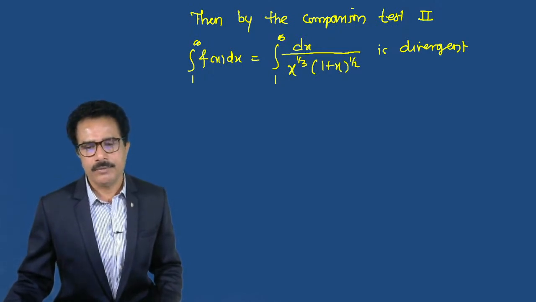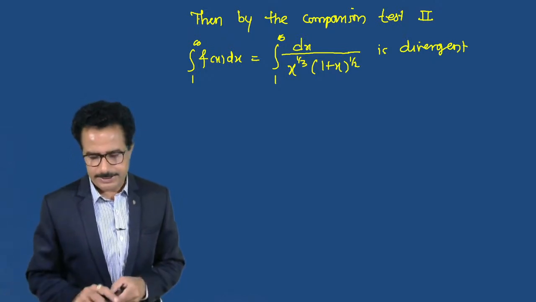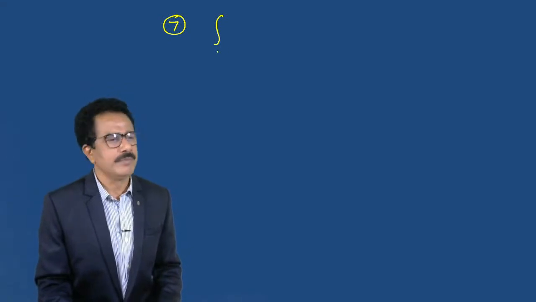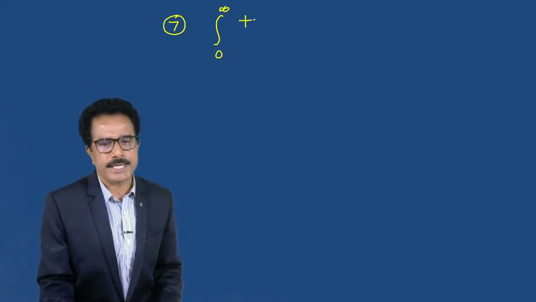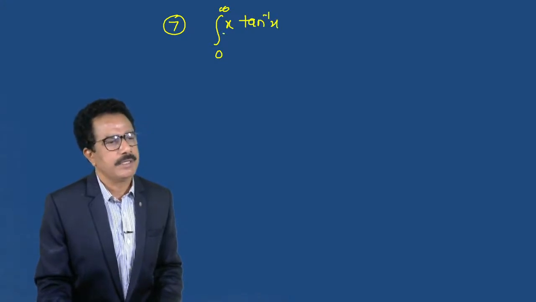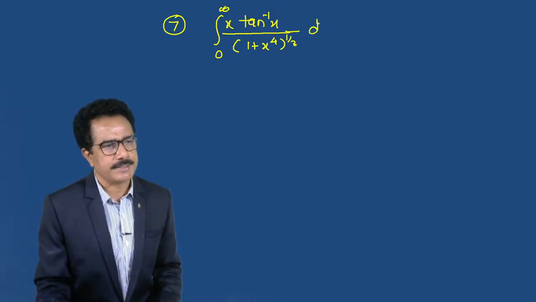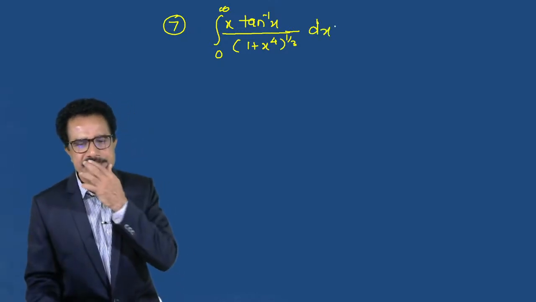Okay, now next we shall discuss the next problem, problem number 7. See this: integral from 0 to infinity of tan inverse of x into tan inverse of x divided by (1 plus x to the power 4) bracket raised to 1 by 3 dx. Now we have to discuss this.